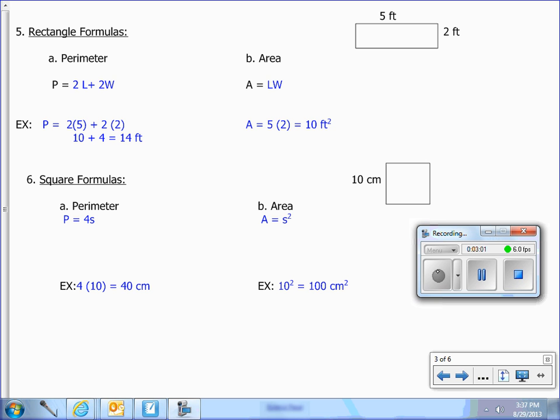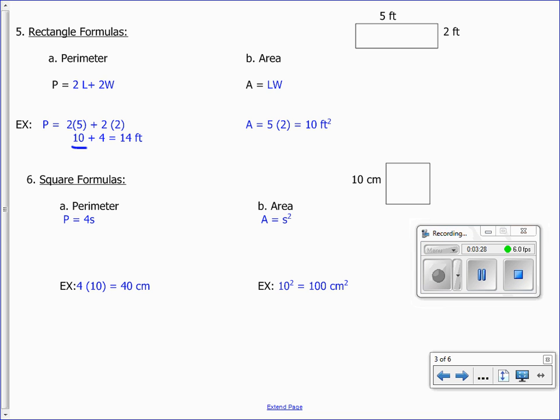So in number 5, as you'll notice in the examples, perimeter is 2 times 5, because the length of that object is 5 feet, plus 2 times 2 feet, because the width of it is 2 feet. 2 times 5 is 10. And then 2 times 2 is 4. So the total of 10 plus 4 is 14 feet. So the perimeter of that object is 14 feet.